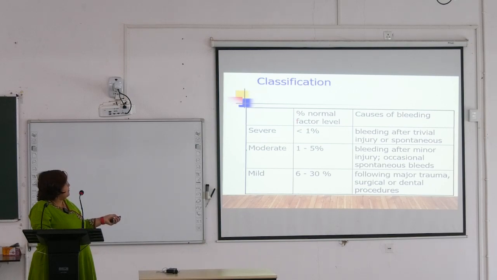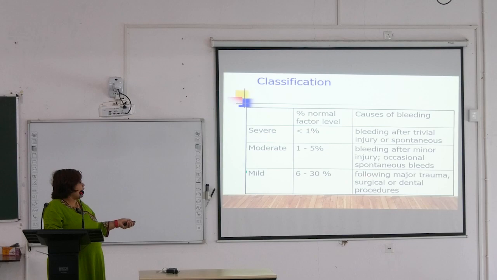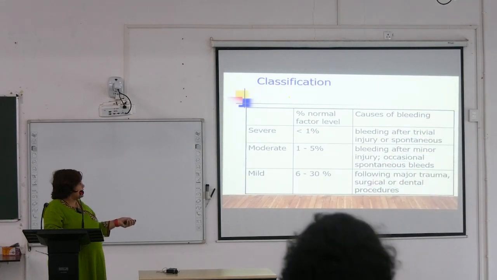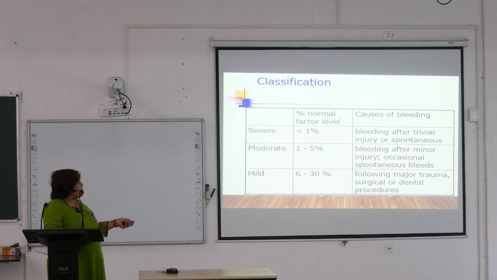Moderate hemophilia is where the factor 8 level is between 1 to 5%. Here there will be bleeding after minor injuries or occasional spontaneous bleeding, but not as much as in severe hemophilia. And mild hemophilia is 6 to 30% of factor 8 in the blood, and here bleeding occurs following surgical trauma or surgical or dental procedures. Here, if the factor is between 6 to 30%, spontaneous bleeding doesn't occur. It can only occur following trauma or surgical or dental procedures. More than 30% is usually considered normal.